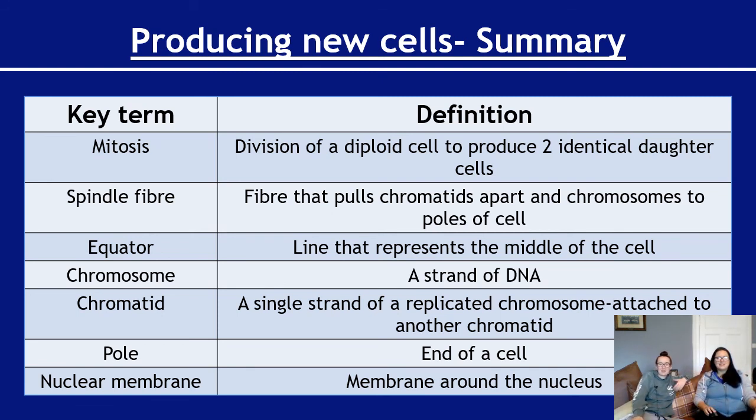A chromosome is just a strand of DNA. It can be that single one, it can be the cross-shaped, doesn't matter, still a chromosome. Okay, a chromatid is a single strand of a replicated chromosome that is attached to another chromatid. Very important. The pole is just the end of a cell. Okay, and the nuclear membrane is the membrane around the nucleus.